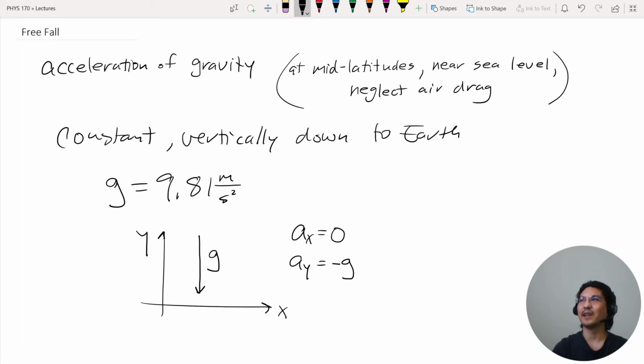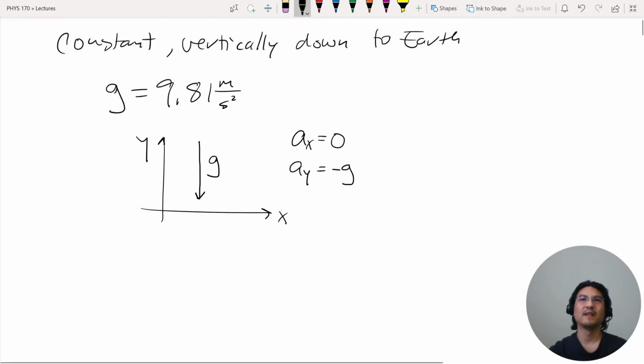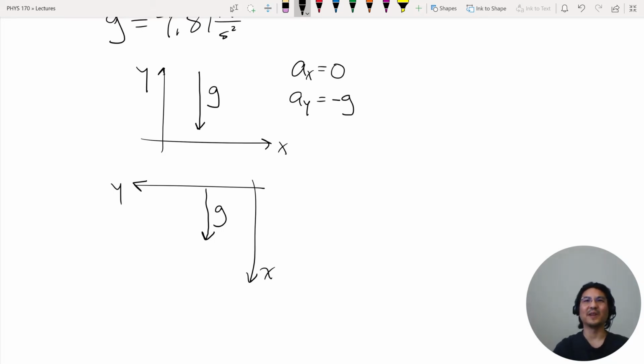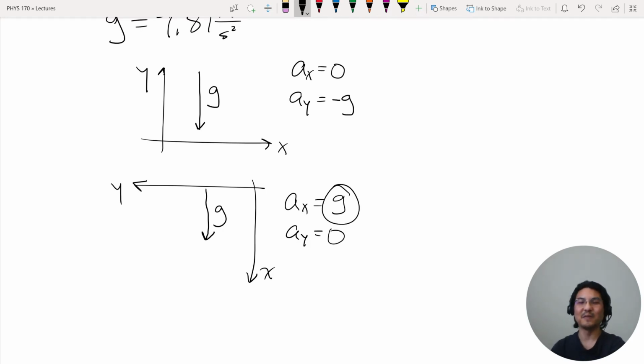Right? Let's say something's falling, but maybe I pick coordinates that look like this. Right? So now acceleration in the x direction would be positive g, right? And then in the y direction, 0. So the acceleration depends on your coordinates. The number, that's always 9.81 meters per second squared.